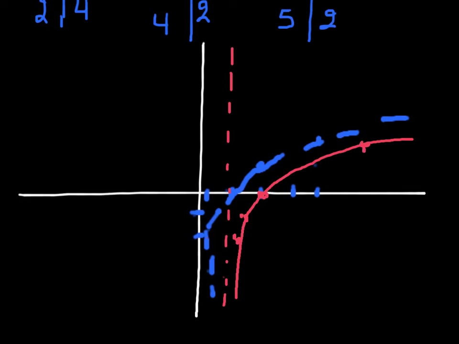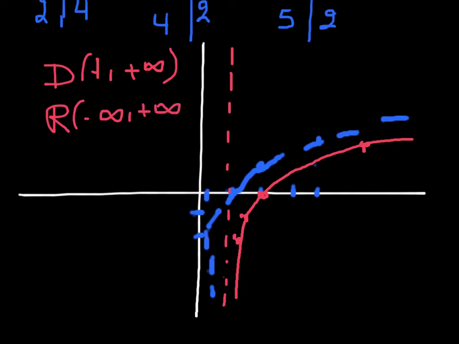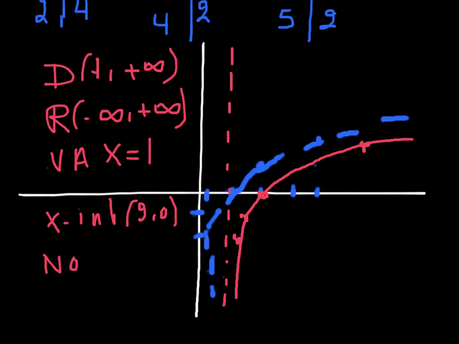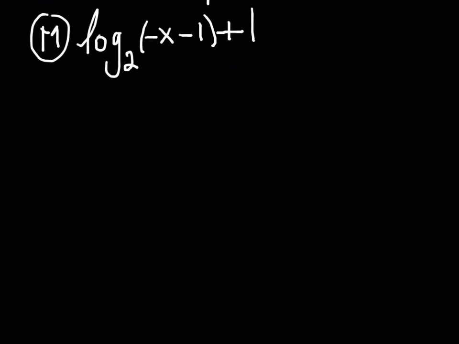So now let's go ahead and state the domain and range. Domain is always going to be from positive 1 to positive infinity. The range here is always going to be from negative infinity to positive infinity. We do have a vertical asymptote at x equal to 1. We have an x-intercept at 2, 0. We do not have a y-intercept. Okay. All right, part M.